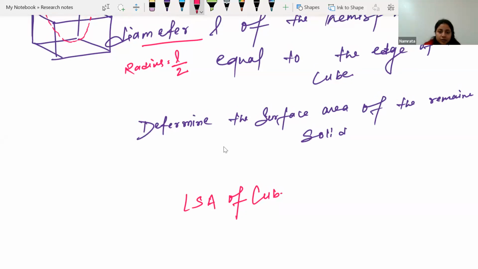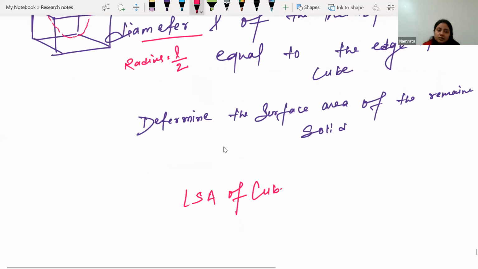Exactly. Okay. So we will be taking the surface area of the cube. Then we have the hemisphere like this, whose surface area we will also be taking. And on the upper part we'll have a circular lid, so that we have to subtract. Okay, yes, ma'am.